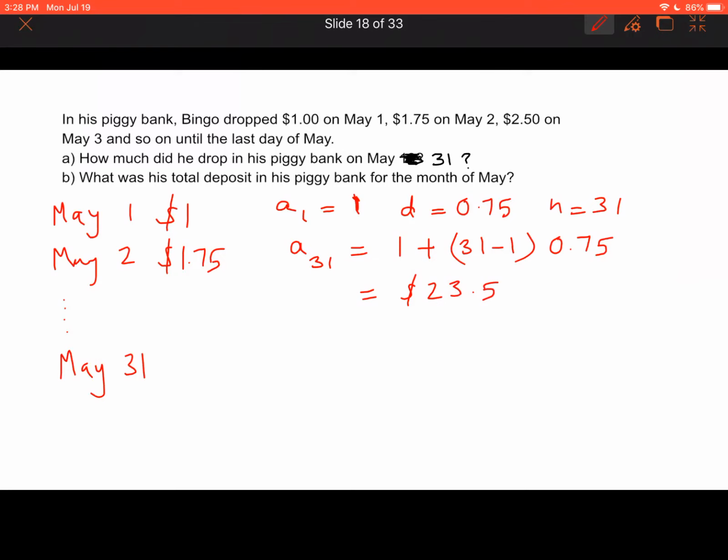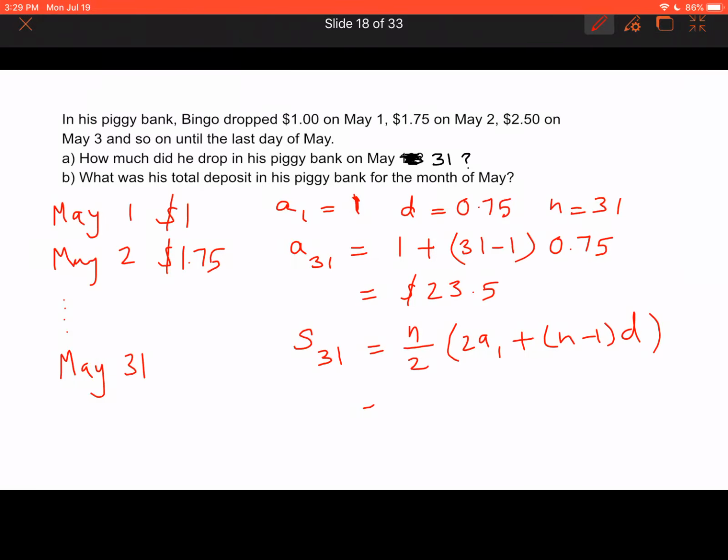They want to know the total deposit that he has done throughout the month. That means we have to find the sum of the money he has dropped in all the days, that is 31 days of the month of May. So here we know the value of A1 and D and N. So we use the second formula in finding the sum: N by 2, 2A1 plus N minus 1 times D.